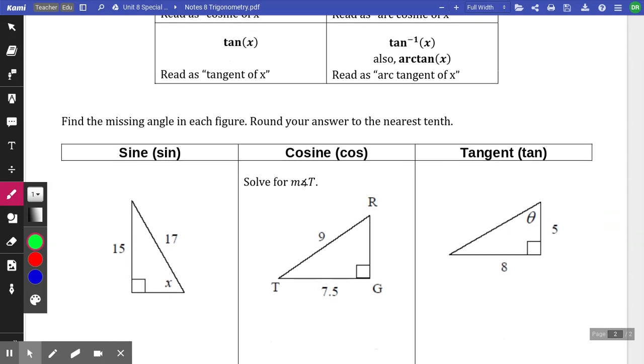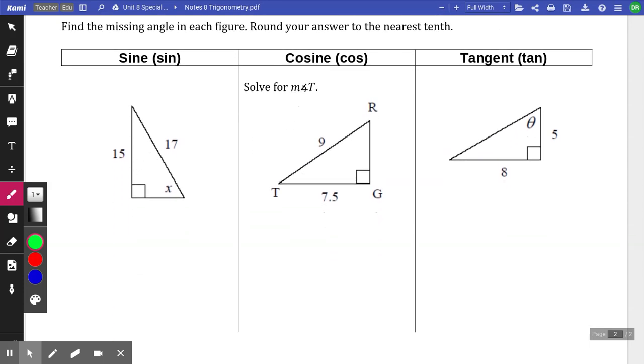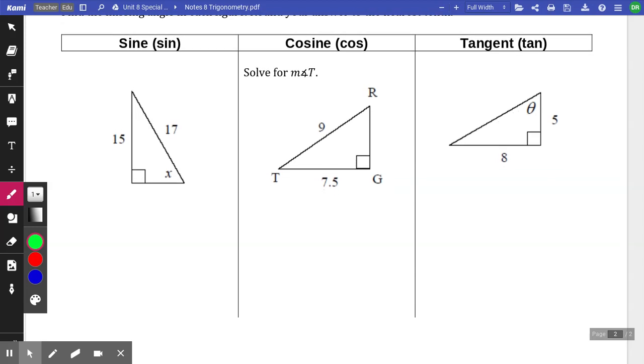So in all of these examples down here, these last three, we're going to find a missing angle. Okay, so here we see we're going to find x, and this one it says we'll find the measure of angle t, and this one we'll find this angle theta. So we'll use sine, cosine, and tangent to do this. Let's see how that works.